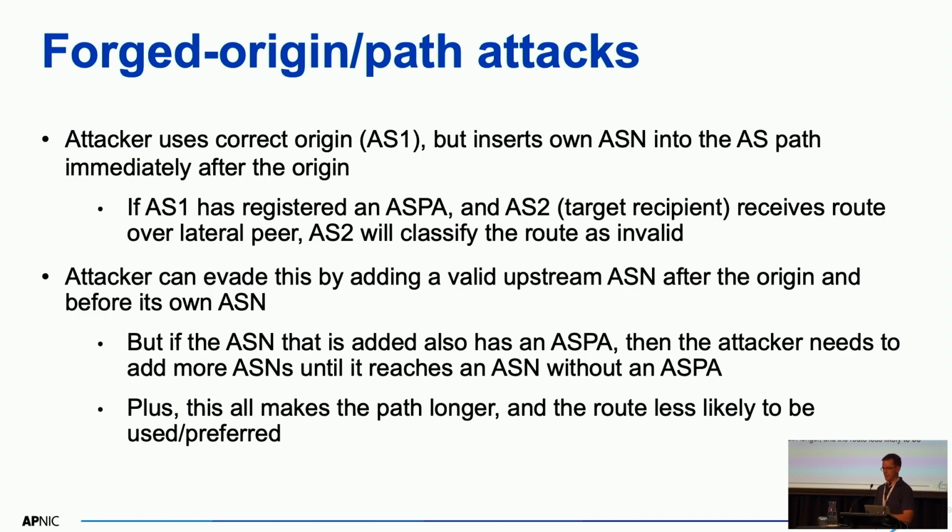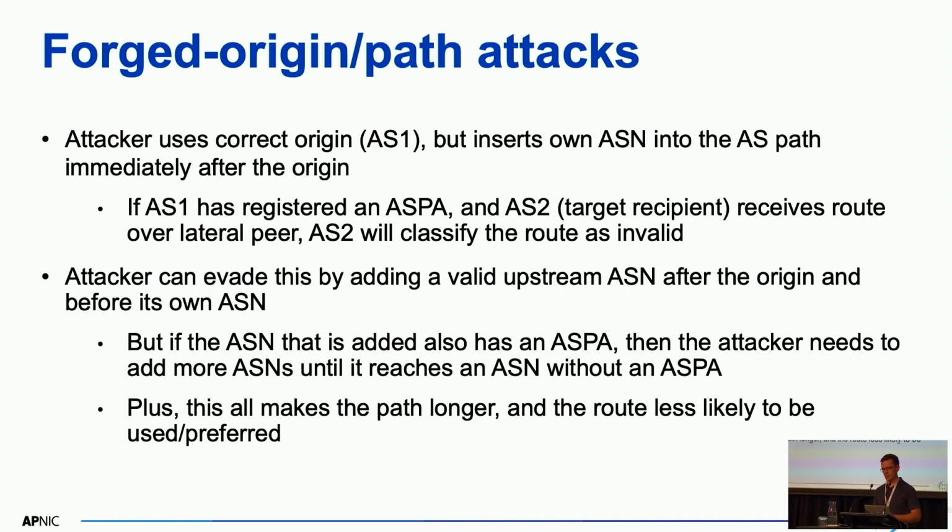So with the attacks, with how this helps with attacks rather. If you have an attacker targeting AS1, they're constructing a route, they put AS1 as the origin, and then they put themselves as the next AS in the path. If AS1 has registered an ASPA and the recipient of this route is doing upstream validation, then the recipient is going to reject the route because the attacker's AS is not listed as a provider for AS1.